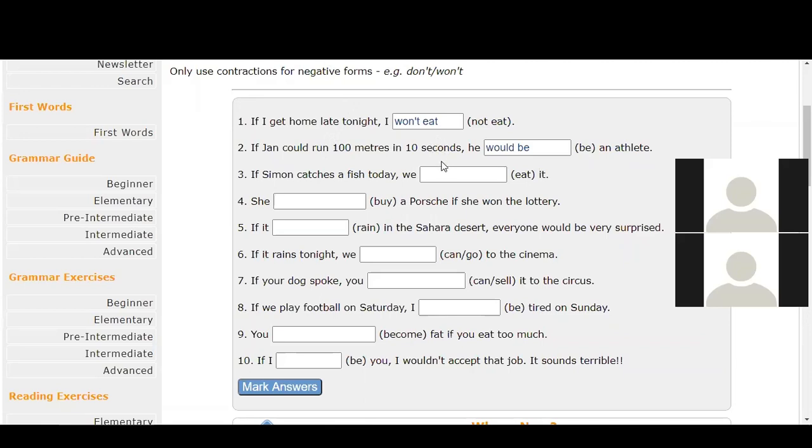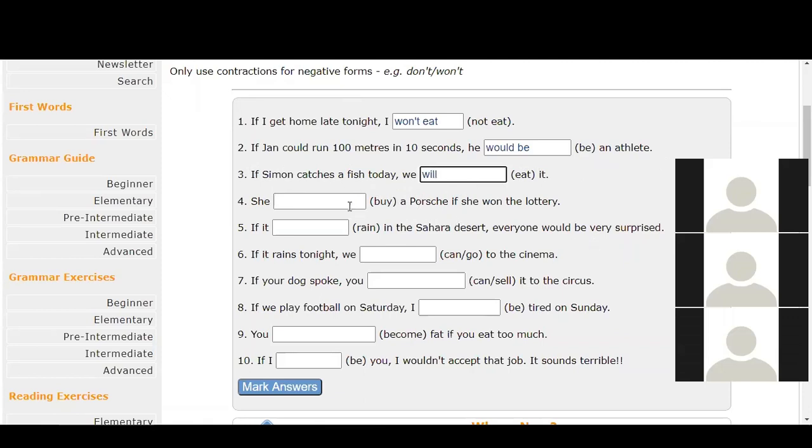So you see, gentlemen, that in some sentences, I can use the first conditional or the second. But what you will change a lot is the probability, the chance of it happening. If I use the second, there is almost zero chance, okay? But if it can happen, if it's likely, then you will use the first. Let's try number three. If Simon catches a fish today, we will eat it. We will eat it, yes.